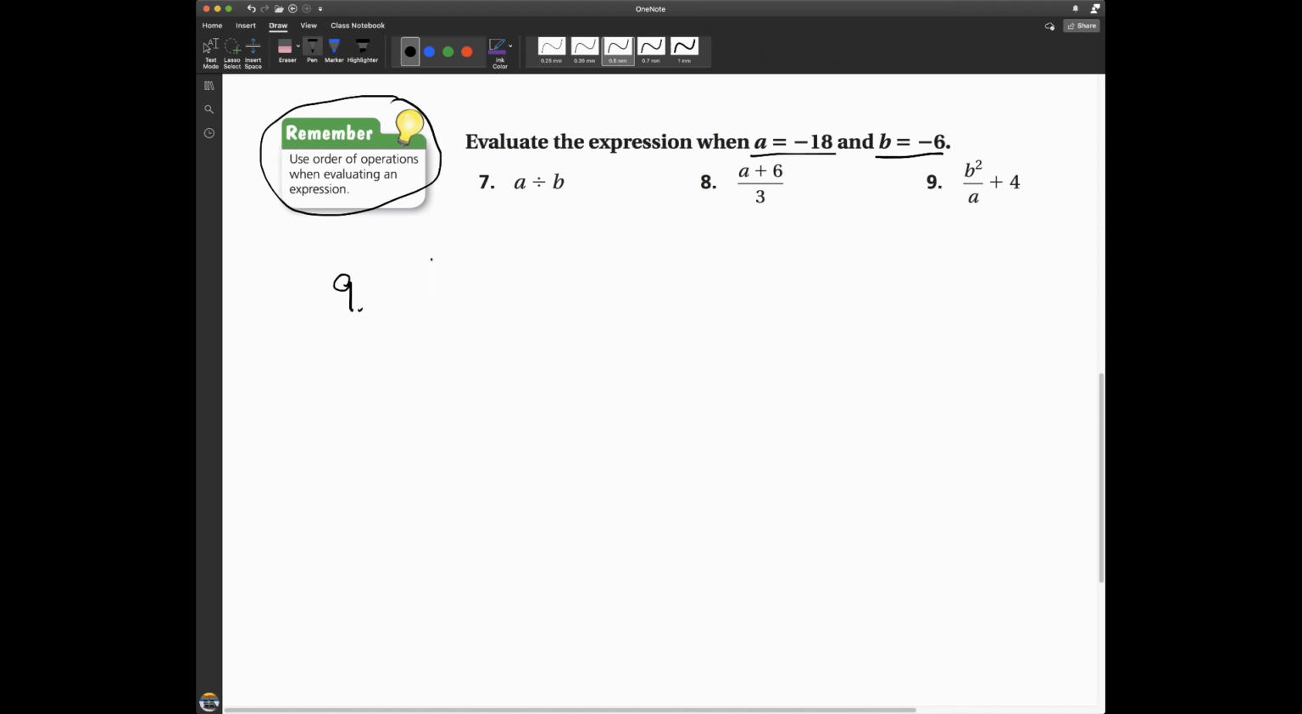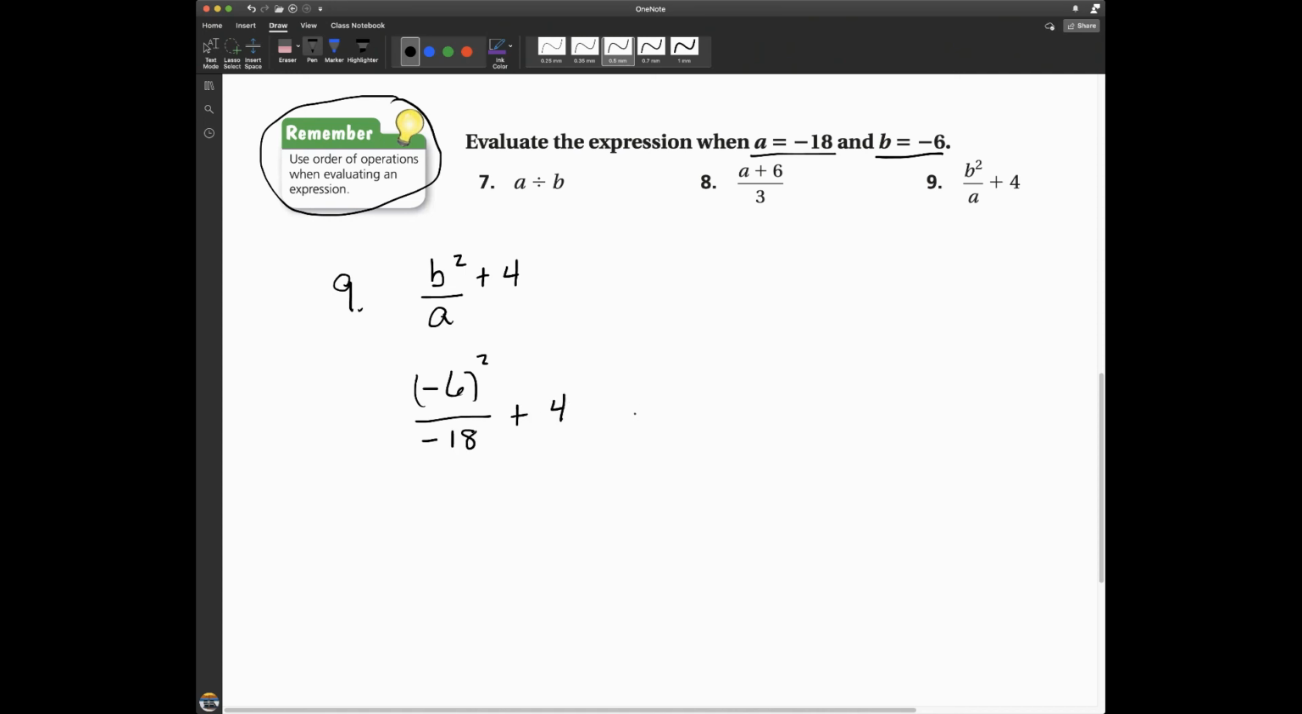Okay, so let me write down the problem here. It's B squared divided by A plus 4. So that's how I say it: B squared divided by A plus 4. All right, and then what do we do? Well, we substitute. B is negative 6, squared. Notice how I put that in parentheses, because I'm talking about negative 6 squared divided by negative 18 plus 4.